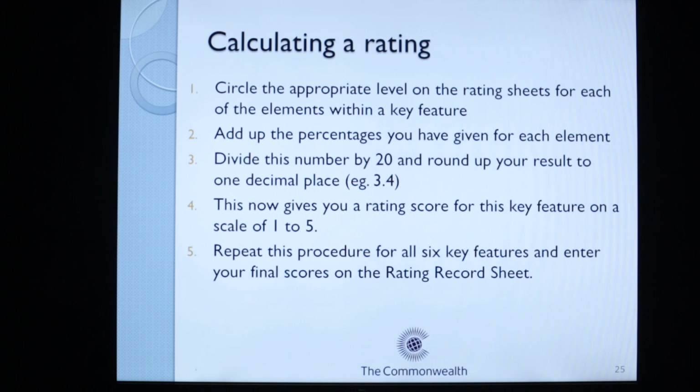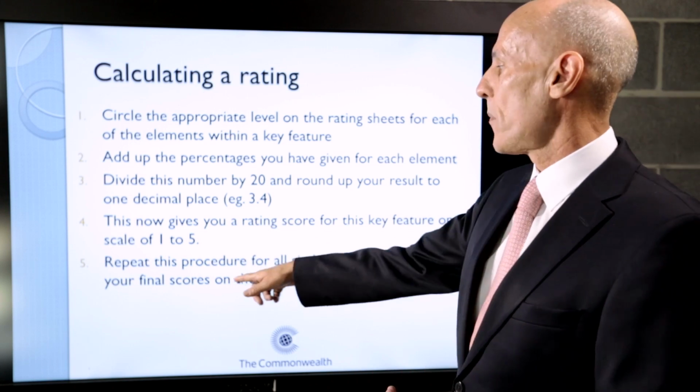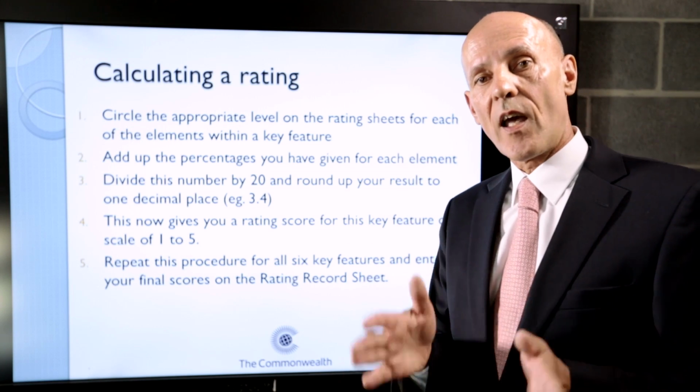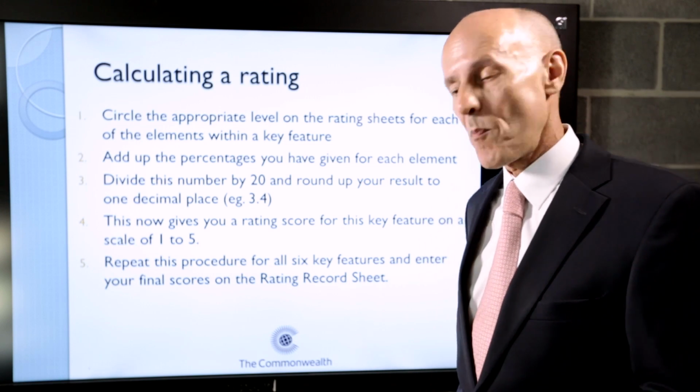You circle the appropriate level on the rating sheet, you add up the percentages for each of those elements, divide by 20, which will give you an average score, and take it to the first decimal place, and that gives you the rating. And you repeat that procedure for all of the 6 key features and the elements within it. So all of these rating sheets are in the participant's manual.